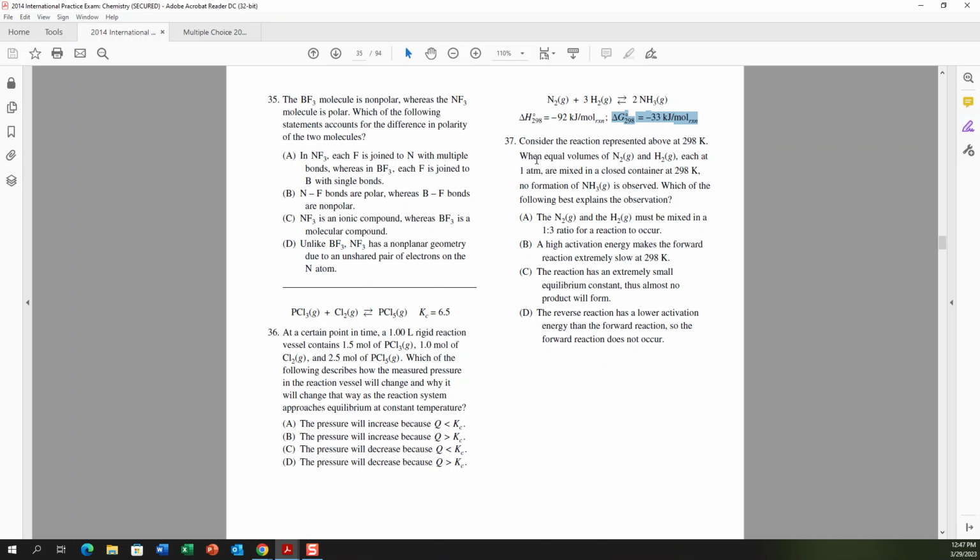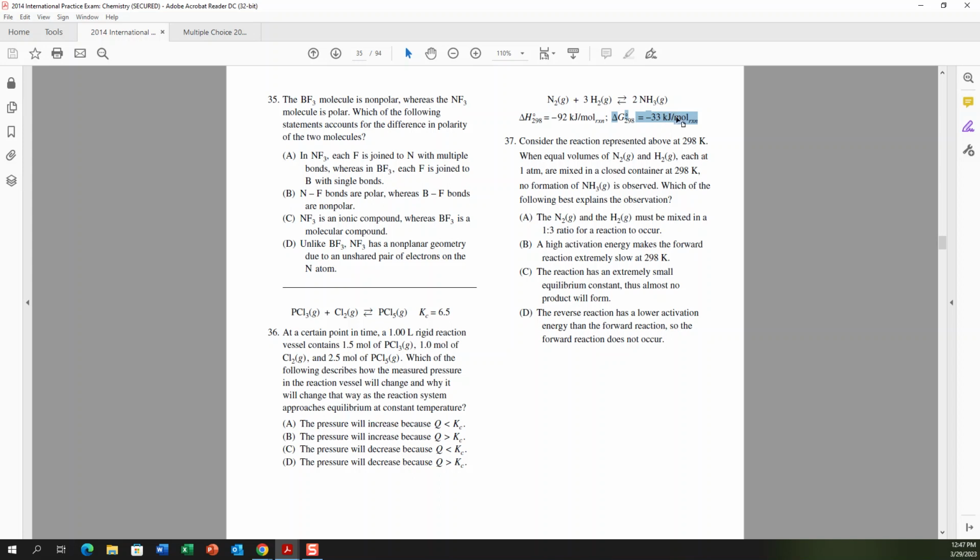So consider the reaction above, when equal mole volumes of N2 and H2, each at 1 atmosphere, are mixed in a closed container at 298, no formation of NH3. So they're telling you that when we mix the reactants together, the reaction is not occurring, and we want to know why. But thermodynamics tells us the reaction is thermodynamically favored to happen.